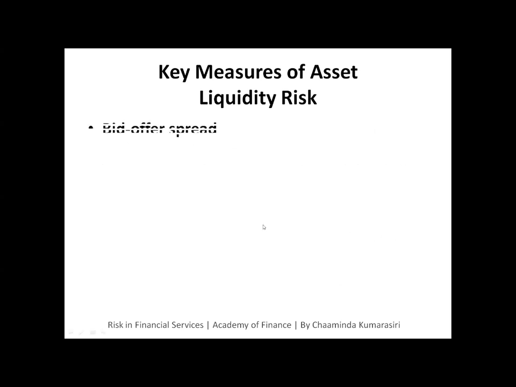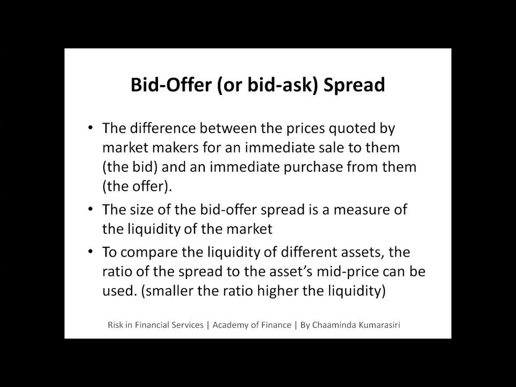So let's do one more area, that is key measures of asset liquidity risk. What are the key measures? There are 4 measures we generally consider that will define or give an idea about asset liquidity risk: bid-offer spread, market depth, immediacy, and resilience.